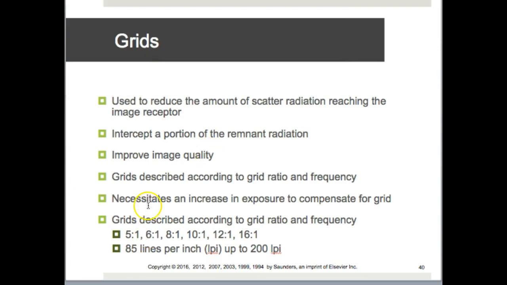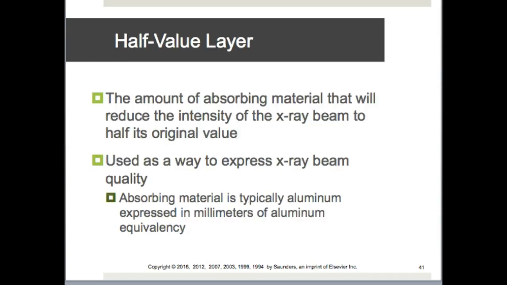So you have different types of grids: focus grids, parallel grids, 5:1, 16:1, everything in between. All right, so half value layer is the amount of absorbing material that will reduce the intensity of the X-ray beam to half its original value, used as a way to express the X-ray beam quality. Absorbing material is usually aluminum and expressed in millimeters of aluminum equivalency. So just so you guys know what the half value layer is, I'm introducing it now.